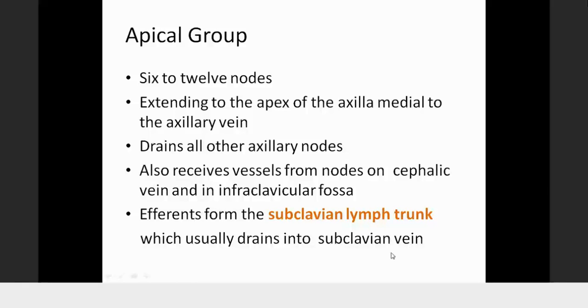the subclavian vein. So what happens is that the lymphatics eventually drain into some vein. The lymph, after getting filtered by the lymph nodes, finally drains or flows into the vein. So this subclavian lymphatic trunk drains usually into the subclavian vein.